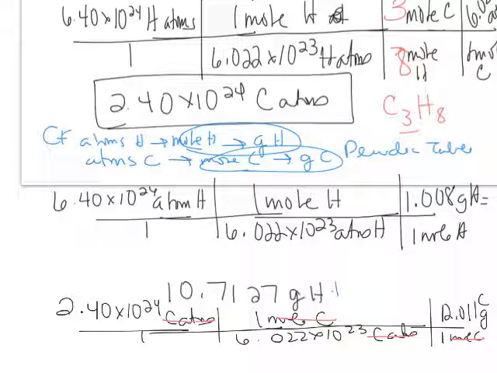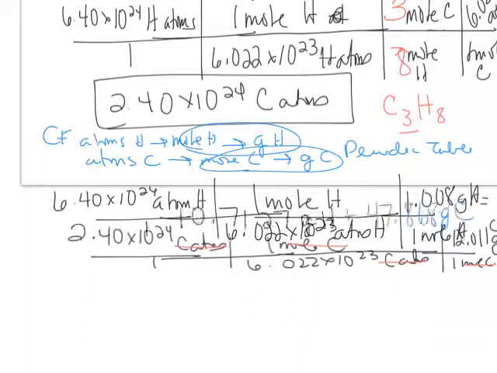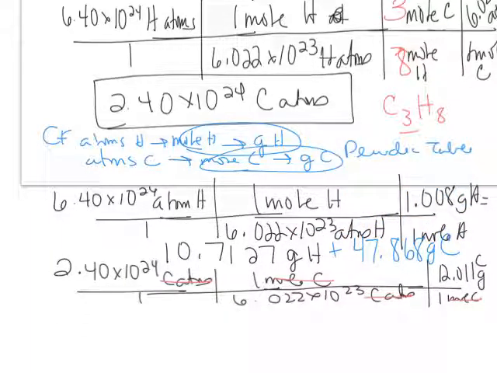That will be added to the grams of hydrogen, so the answer is 47.868 grams of carbon. When I add that to the 10.7127, I get a final answer of 58.6. We want 3 significant figures. 58.6 grams is the total mass of the sample.